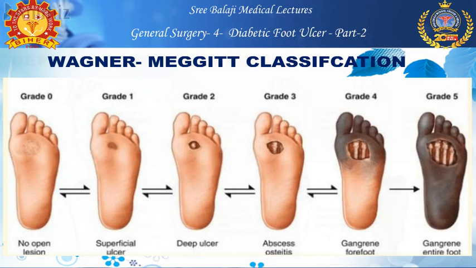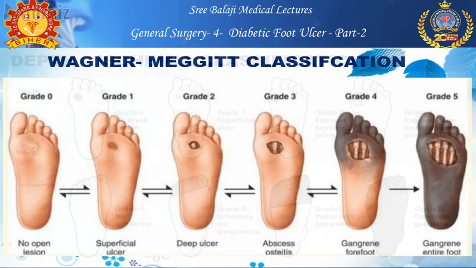So ischemia, grade A indicates no ischemia, grade B indicates ischemia with no gangrenous changes, grade C indicates partial foot gangrene, and grade D indicates complete gangrene.